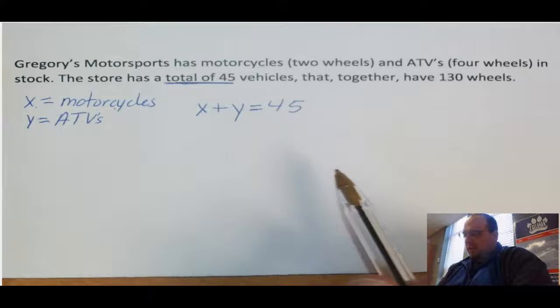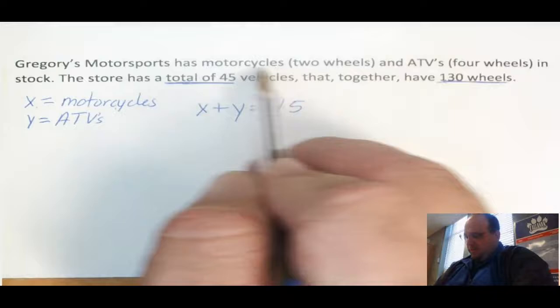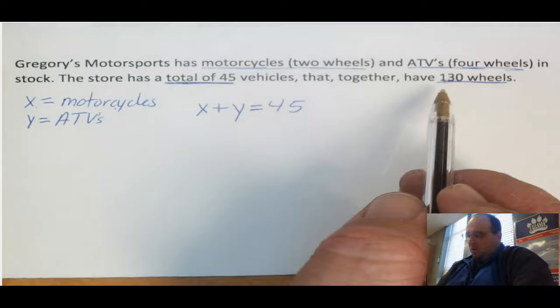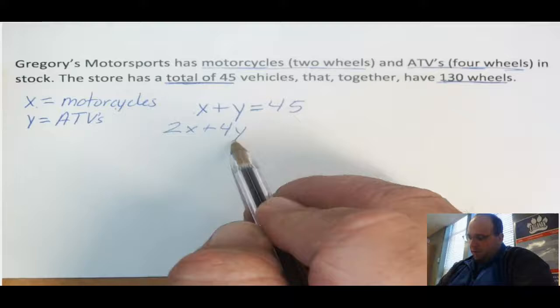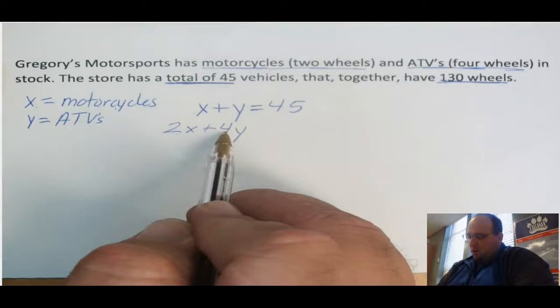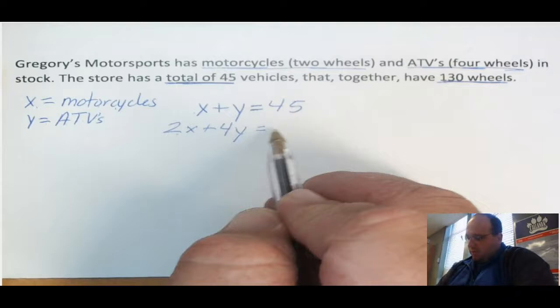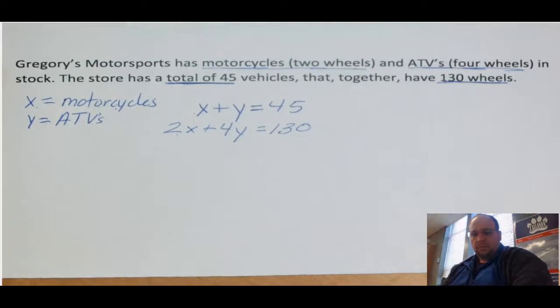My other one's a little more difficult in that I have 130 wheels. Well, that's where it's important that motorcycles have two wheels and ATVs have four wheels. Since motorcycles have two wheels, I would have 2x. I'm going to add that to my ATVs. ATVs have four, so I'm going to put four with the Y. I know that if I add all those wheels together, I'm going to get a total of 130 wheels. All right, so my two equations are X plus Y equals 45, and 2X plus 4Y equals 130.